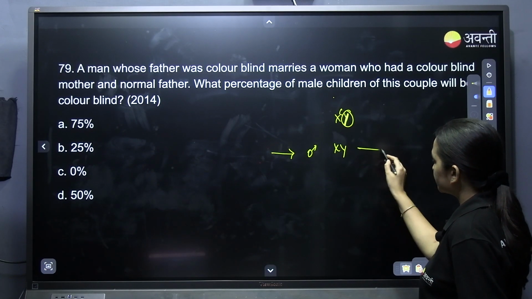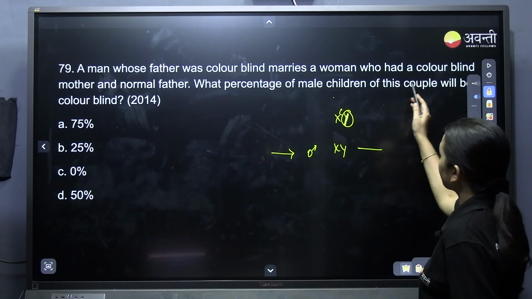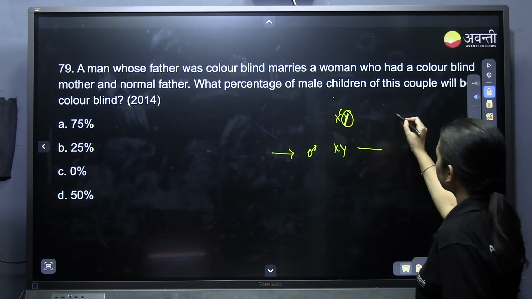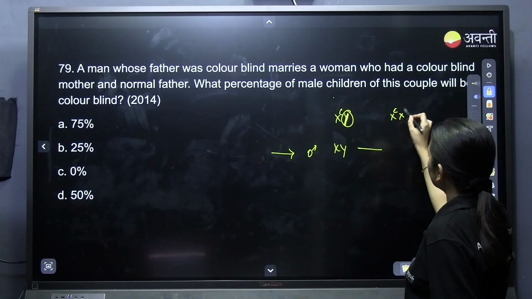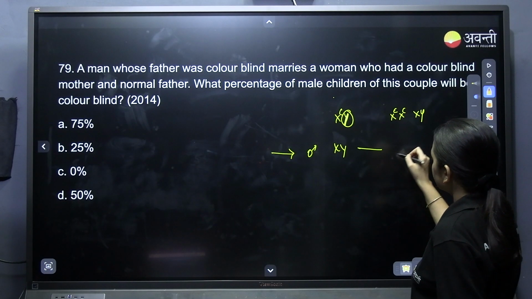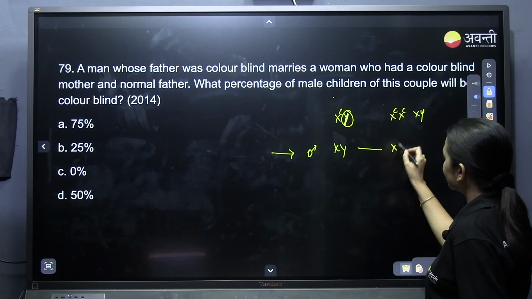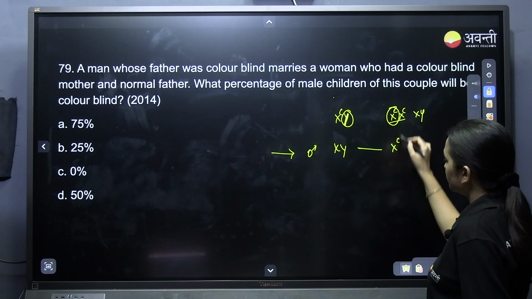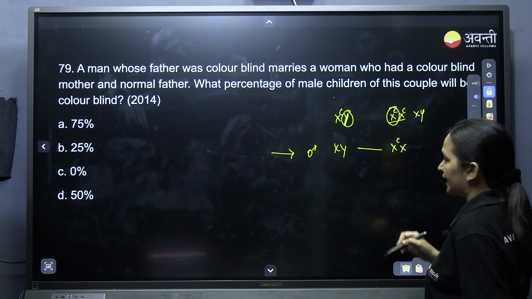He is marrying a woman who had a colorblind mother and a normal father. In this case, what happens? She is a carrier, isn't it? The mother has given one of her X chromosomes to her, so she is definitely the carrier.